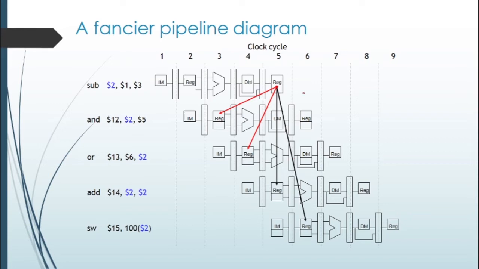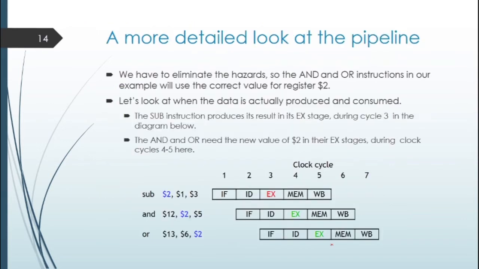A more fancy pipeline diagram, the same diagram. Here you can see the actual location of the data, where the registers are. In the fifth clock cycle, the data is in the write back stage. The data is written in the register file, and the next instruction reads it from the register file. Similarly the fourth and fifth one. So that may be a bit helpful if you visualize where the data is going.